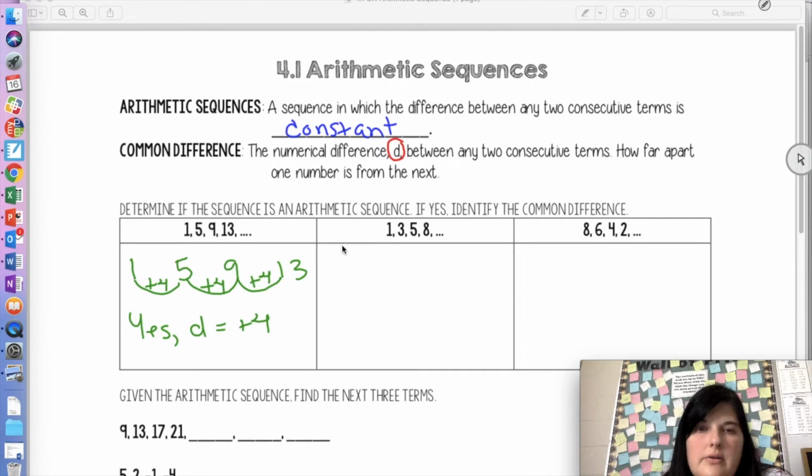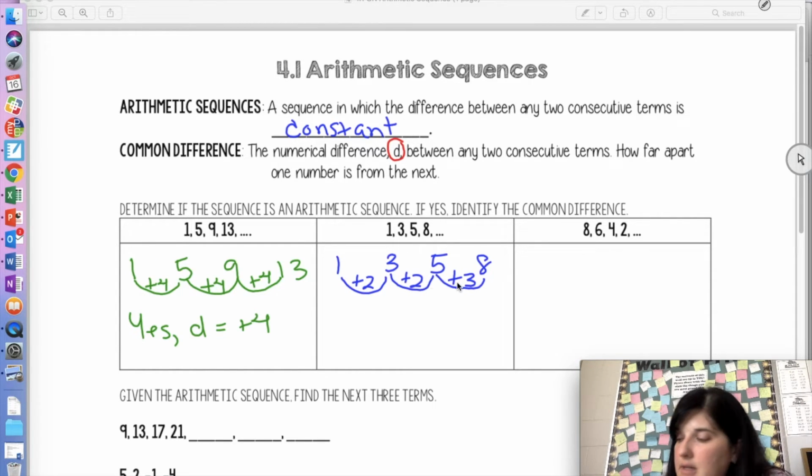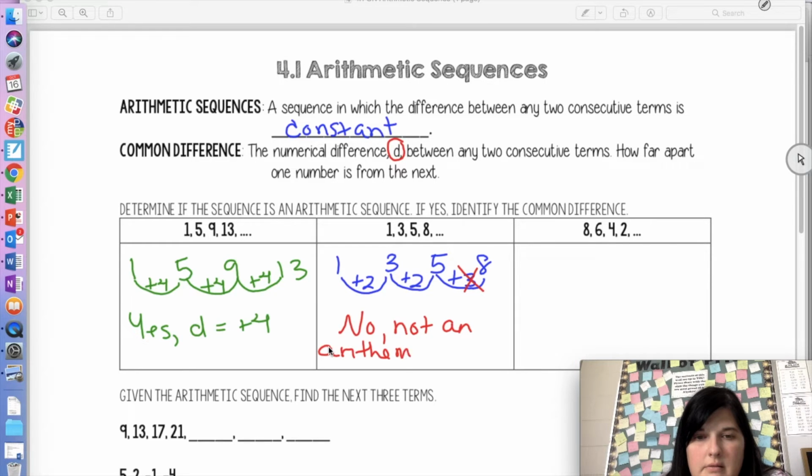Then let's change our color. We'll go to 1, 3, 5, and 8. Again, do the same thing. 1 to 3 is a difference of adding 2. 3 to 5 is a difference of adding 2 again. However, 5 to 8 is a difference of adding 3. Because this is not constant, that 3 right there is not what it should be, then the answer would be no, it's not an arithmetic sequence. So not an arithmetic sequence. I spelled arithmetic wrong. Yep. Arithmetic sequence.